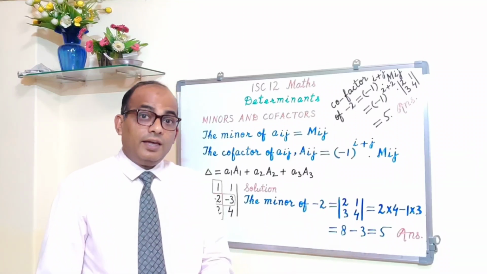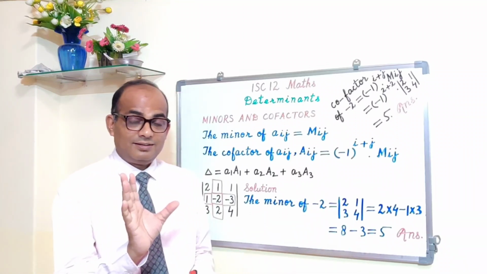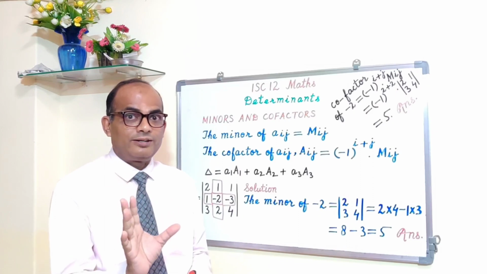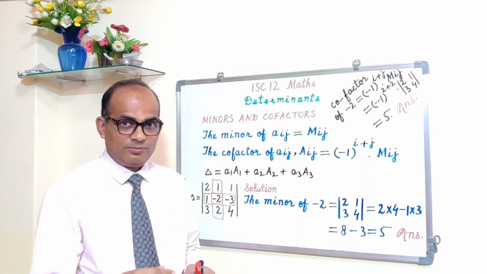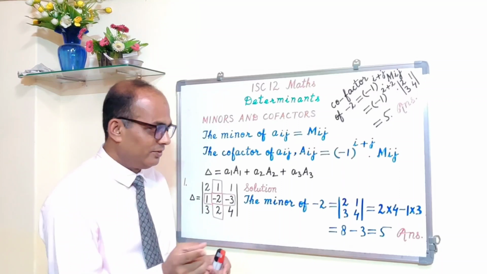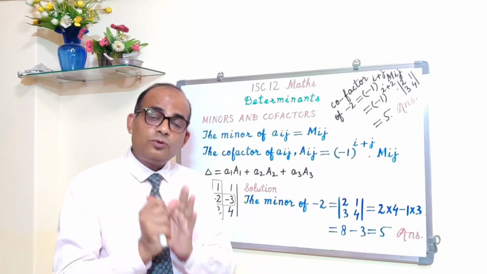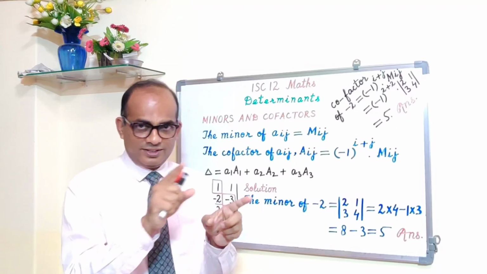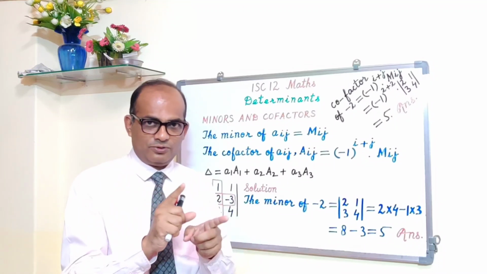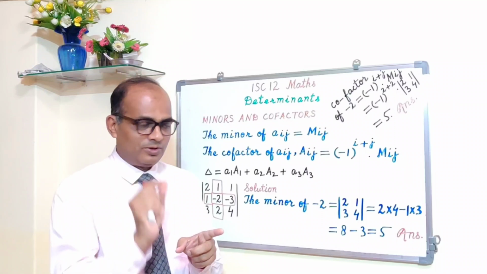In the question, they are not asking about cofactor, but I am giving you additional information. This will help you in the next question. So I have written it here. Suppose you want to find the cofactor of minus 2, then you will understand the difference between a minor and a cofactor.